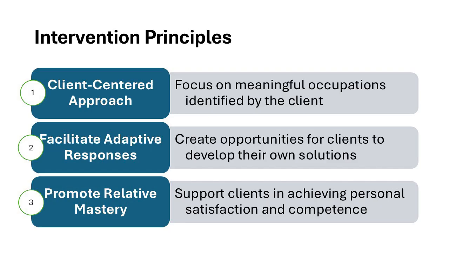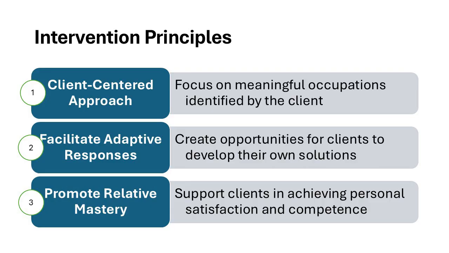Okay, so boiling it down, what are the core intervention principles for an OT using OA? Number one, it has to be a client-centered approach. You focus on occupations the client identifies as meaningful and challenging. No top-down goals. Makes sense. Number two, the therapist's role is to facilitate adaptive responses. You're not fixing the person, you're creating opportunities for them to develop their own solutions. The client is the agent of change. Right, therapist is facilitator. And number three, you consistently aim to promote relative mastery. Support them in achieving that personal sense of competence, satisfaction, efficiency, and effectiveness we just talked about. Client-centered, facilitate adaptation, promote mastery.